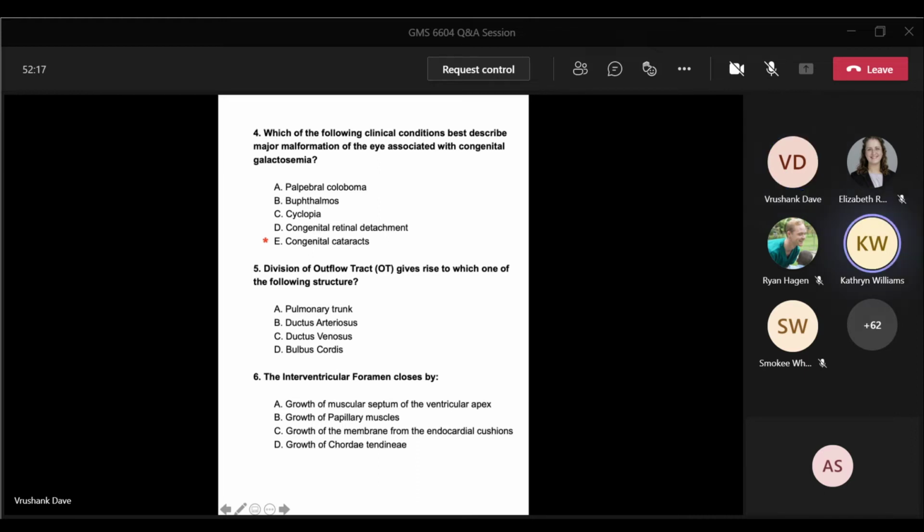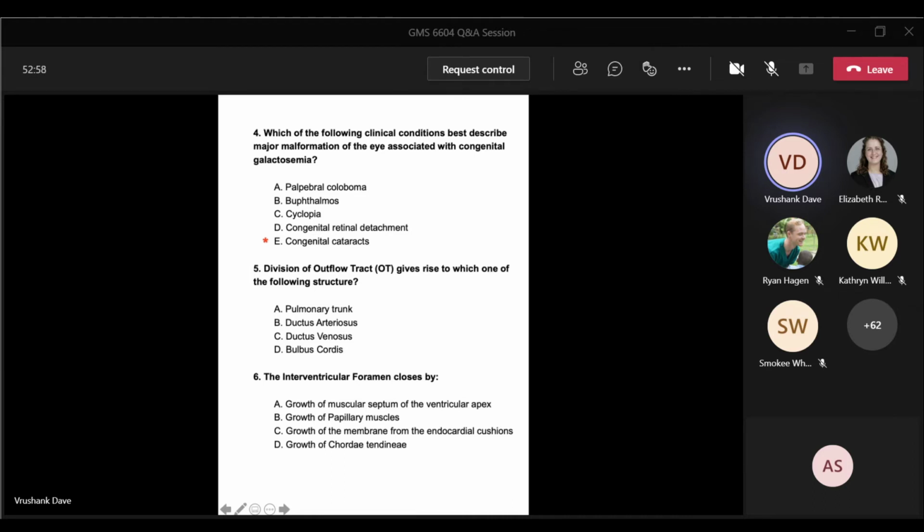Number 5. Division of the outflow tract gives rise to which of the following structures? Is it the pulmonary trunk? That's correct. And which one is the other one? Truncus? No, that's not correct. One side is the pulmonary trunk, and then the aorta. Exactly, it's the aorta, because you have that. Remember the spiral septum which is formed? Yes. That's exactly how the outflow tract is divided.